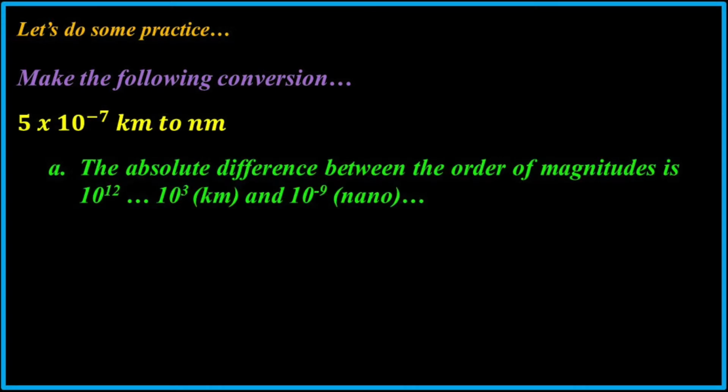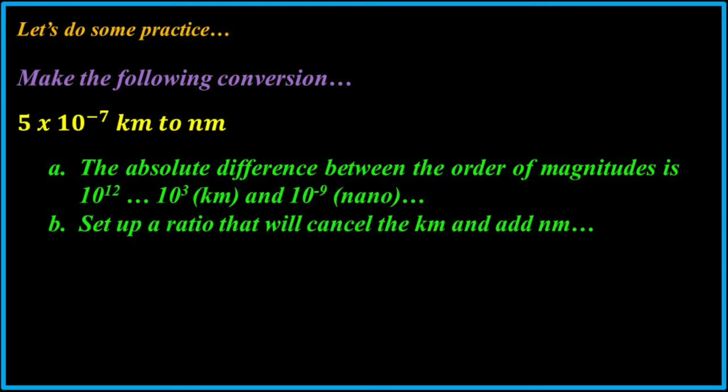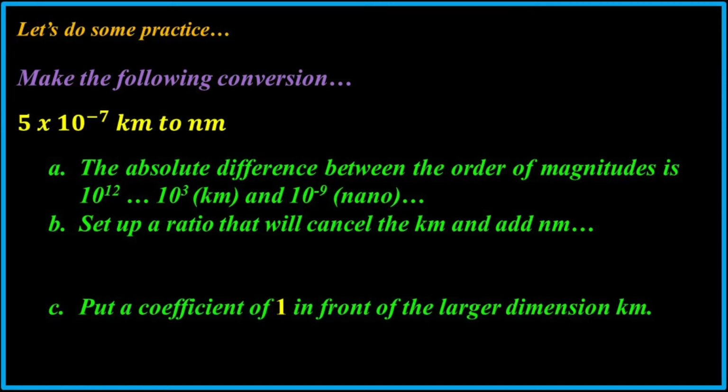Make the following conversions. So you have 5 times 10 to the -7th kilometers to nanometers. The absolute difference between the orders of magnitude is 10 to the 12th, 10 to the 3rd, and 10 to the -9th. And then let's see what B is. Set up a ratio that will cancel the kilometers and add the nanometers. So sometimes you divide to cancel, and sometimes you multiply to cancel. The key is you're multiplying by the reciprocal.